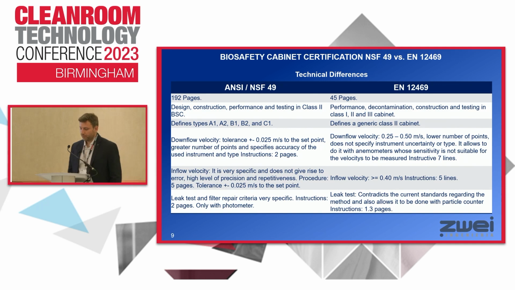On the other hand, EN says that the cabinet could be 0.25, 0.50 meters per second, allows a low number of points to take the measurement, and allows any type of anemometer. All the testing procedure is described in 7 lines. Remember that downflow velocity is very important to avoid cross-contamination.